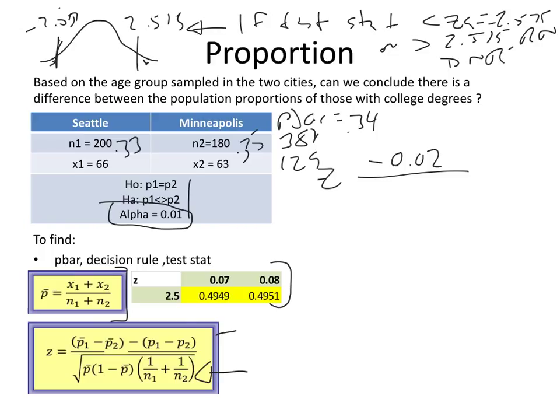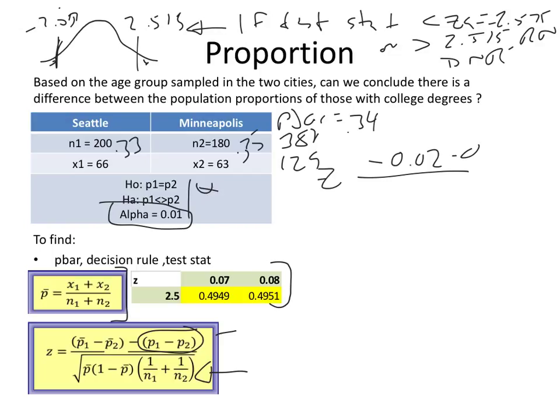I should mention here too, we're not speculating in our statement that there's any difference between the population proportions, and so in that case, it becomes a 0. So this is negative 0.02 minus 0. From our hypothesis statements, we don't see any difference speculated there, and therefore we can assume that to be 0.